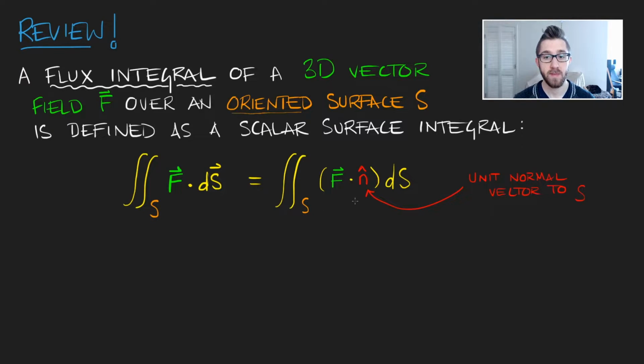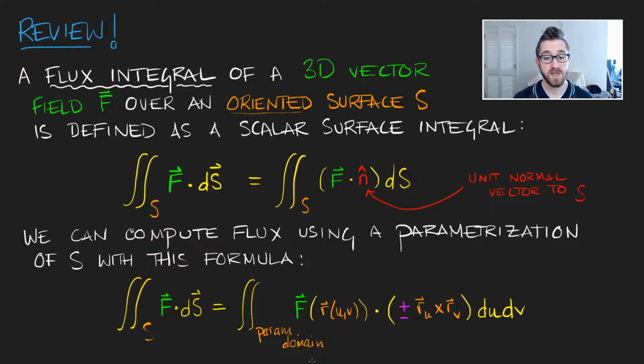Now, after thinking a little bit about what it would be like to compute this scalar surface integral, we came across a formula that we could use from a parameterization of the surface, which says that if we have a parameterization of the surface, r(u,v), then we can compute the flux integral by taking a double integral over the parameterization domain. The integrand is F(r(u,v)), so we're writing the vector field in terms of u and v, dot r_u cross r_v, which was the normal vector. And remember, we took plus or minus r_u cross r_v, depending on whether or not this normal vector pointed in the same direction as the orientation of the surface that was specified in the problem.